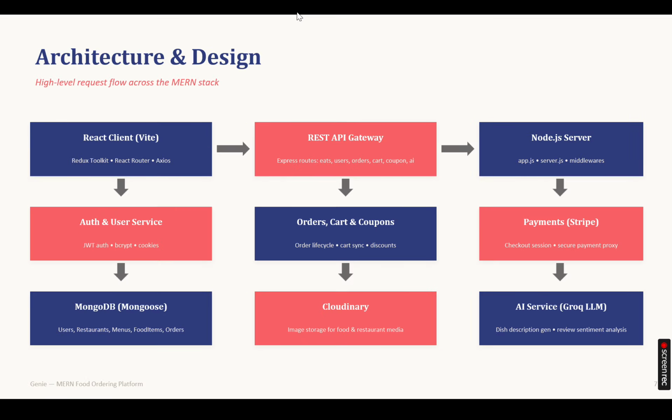Architecture design. Here's the high-level architecture of Genie. On the top row, the React client built with Vite using Redux Toolkit for state, React Router for navigation, and Axios to talk to the backend.